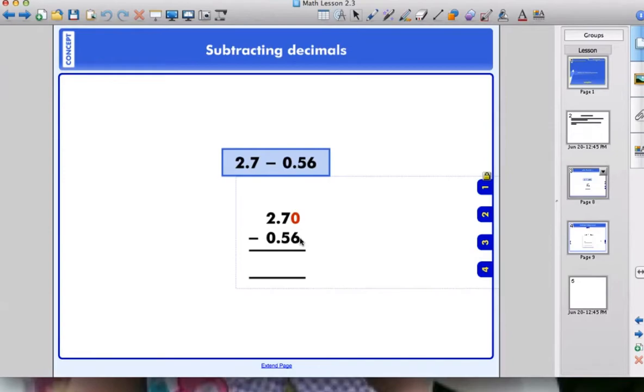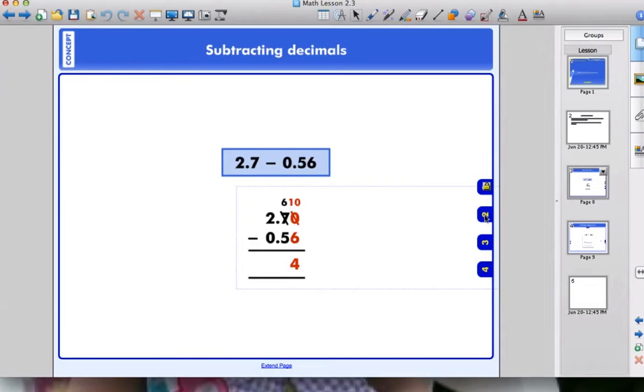So before we can start subtracting here, we need to do some regrouping, and that means we need to trade in. We need to take 1/10 away from the 7, so we've got 6 left, and we're going to trade that in for 10 hundredths, because we know that 10 hundredths is the same as 1/10. So we're going to take 1 from the 7, have a 6 up there, add 10 to this 0, and when we do that, we can think 10 minus 6 equals 4.